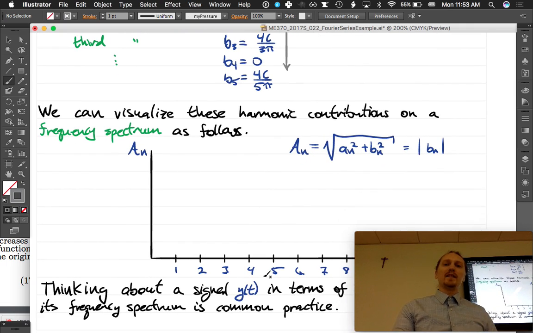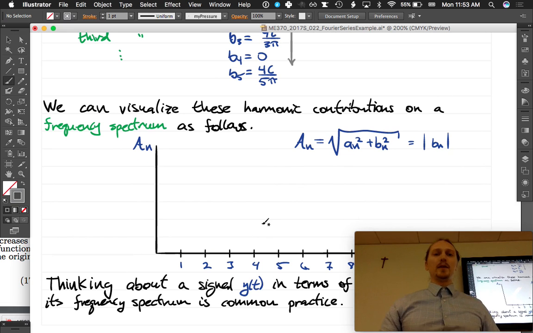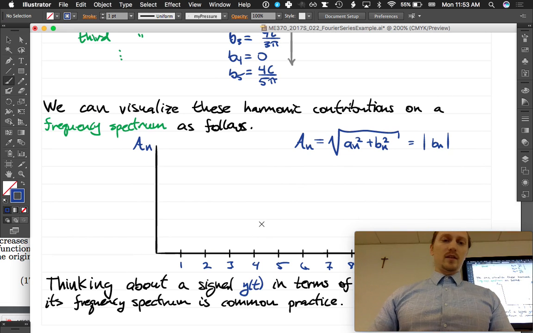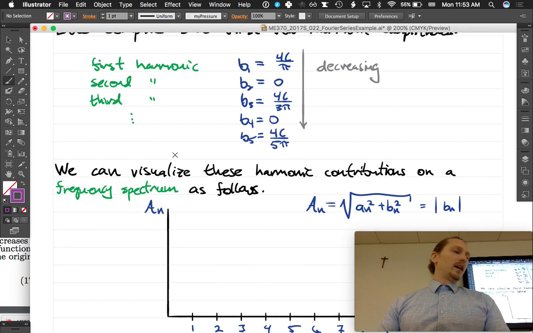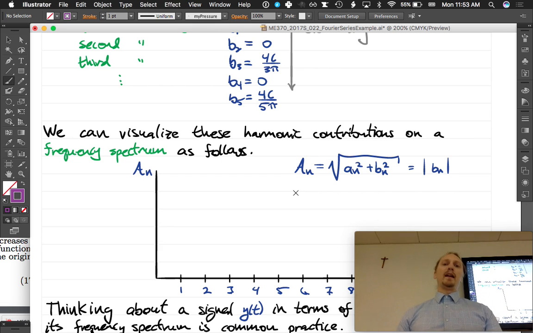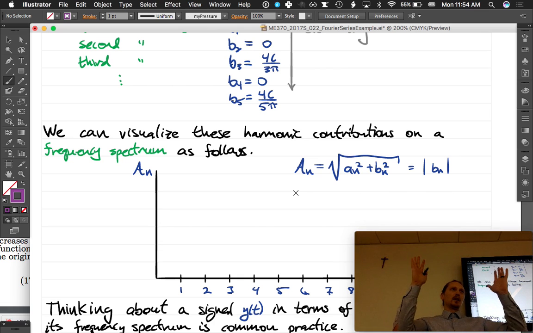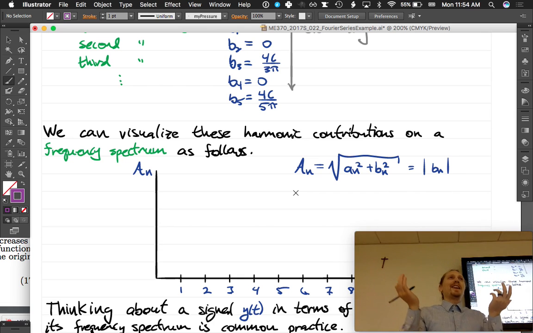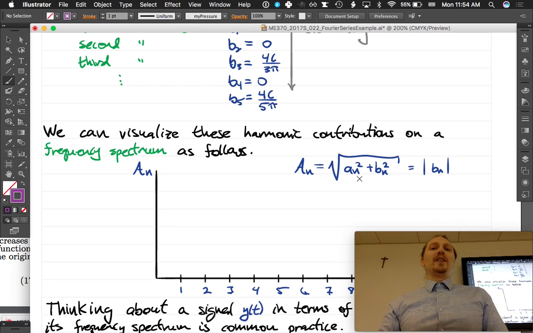We can visualize these harmonic contributions on a frequency spectrum as follows. So first off, let's compute this script A(n), which is the square root of an squared plus bn squared. This is writing it as a single sinusoid. Notice that in this case, all the an's are 0, so we just have the square root of bn squared, which is just the absolute value of bn. So we're just going to write the absolute value of bn on all of these.